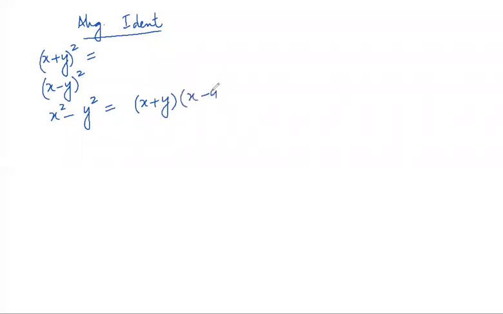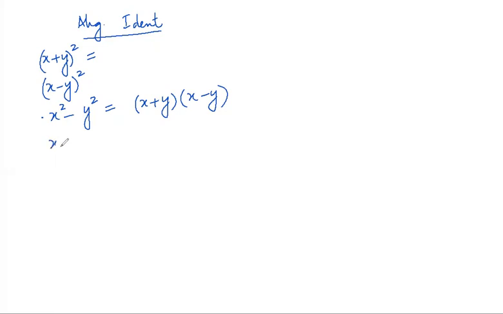So, simple identities you know very well: x plus y whole square. Well, you know this. You also know what is x minus y whole square. Well, the third one is x square minus y square. This is x plus y into x minus y. Widely used this identity in the factorization of polynomials.